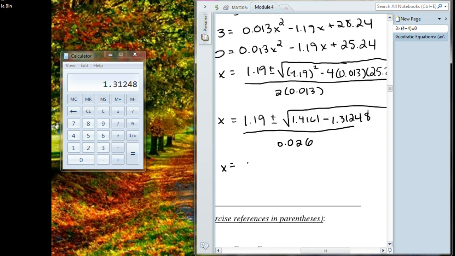Alright, so x is going to equal what? 1.19 plus or minus, and let's try and compute the square root. So we're going to do 1.4161 minus 1.31248. It gives us this number, 0.10362. So we need to figure out the square root of this. So I've got a square root button here, so I hit it, and I get 0.3219. So plus or minus 0.3219, all divided by 0.026. So we can compute both those numbers separately.